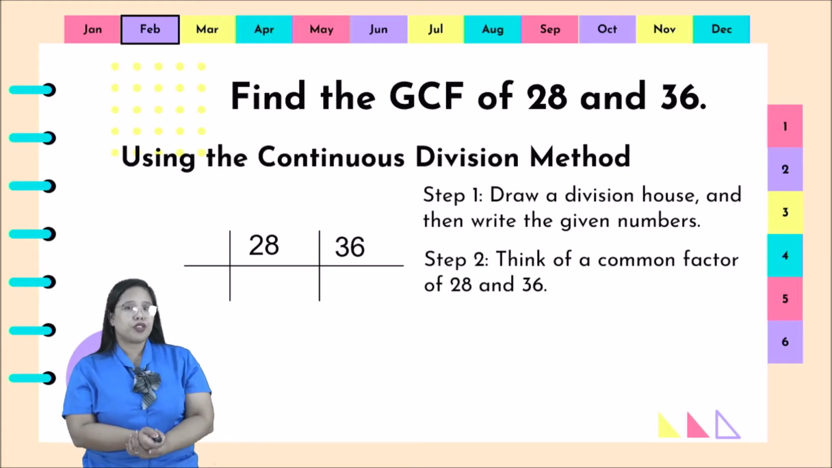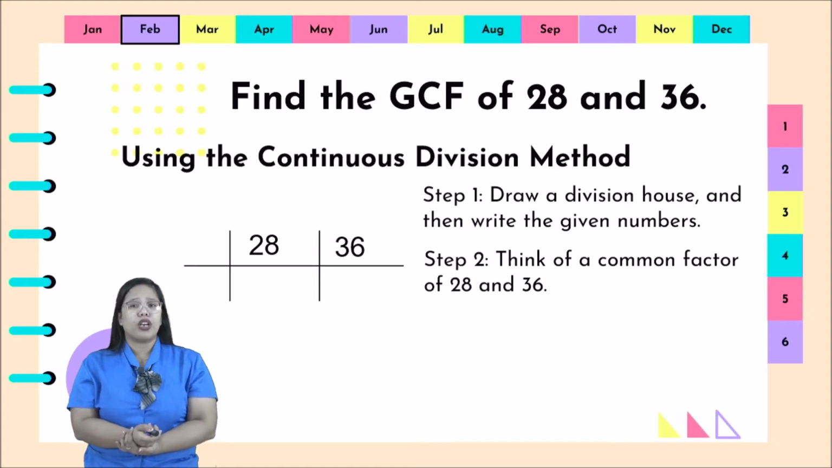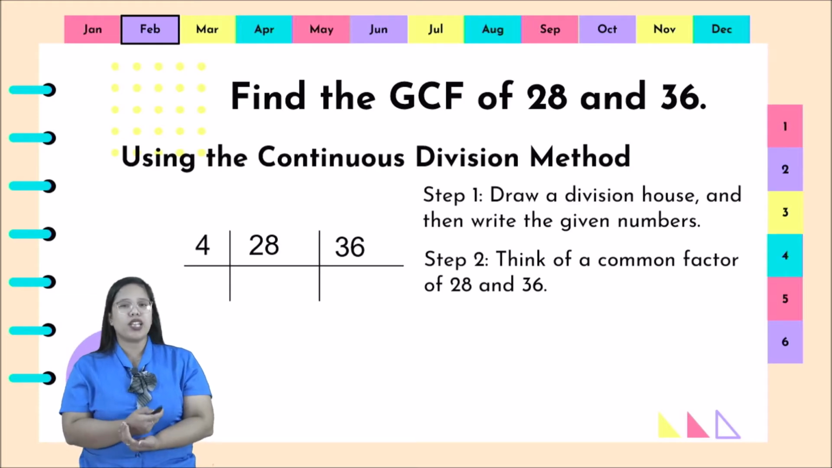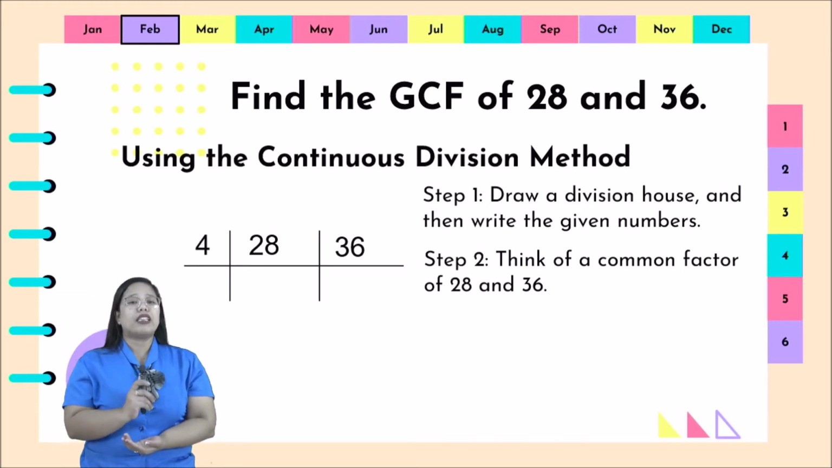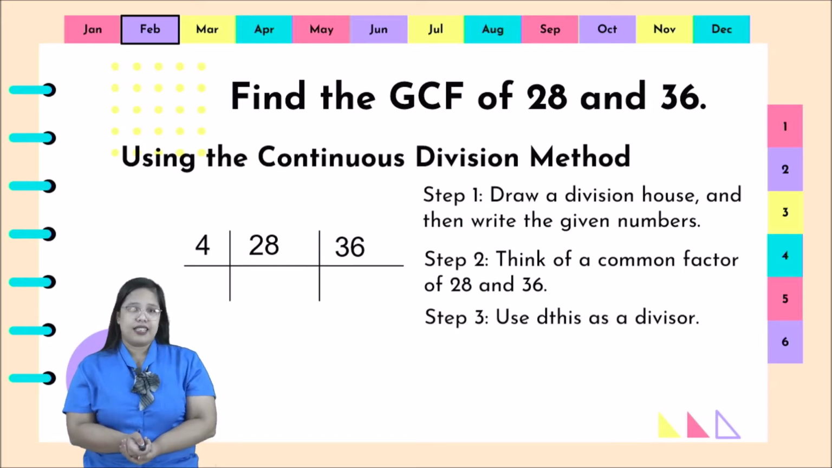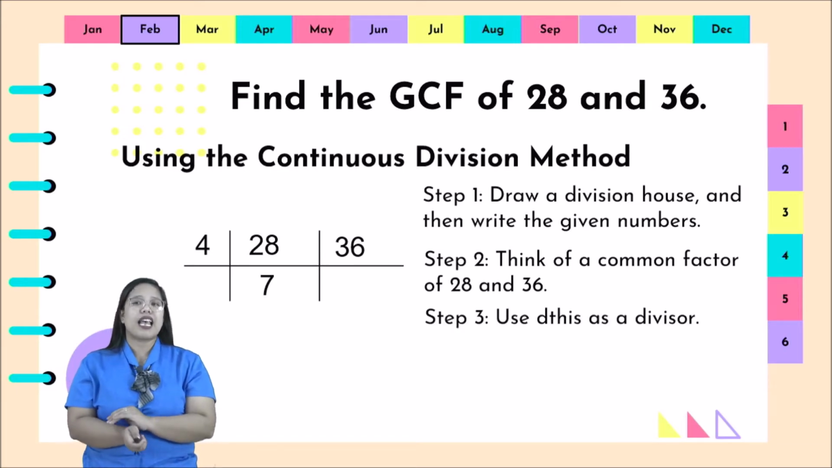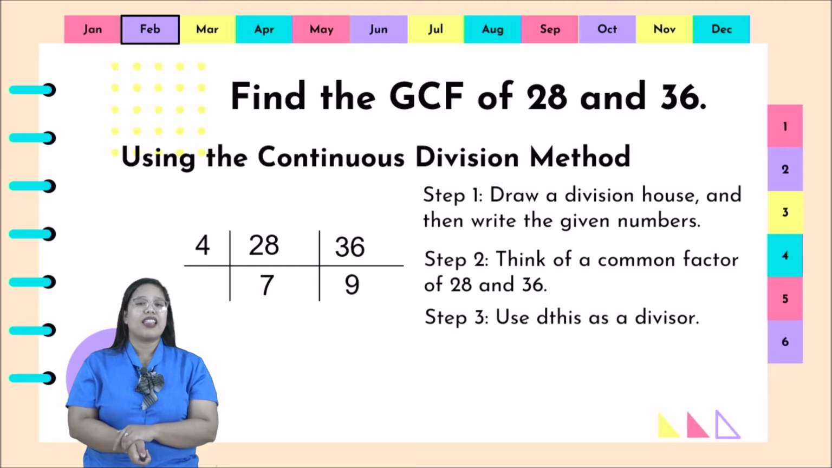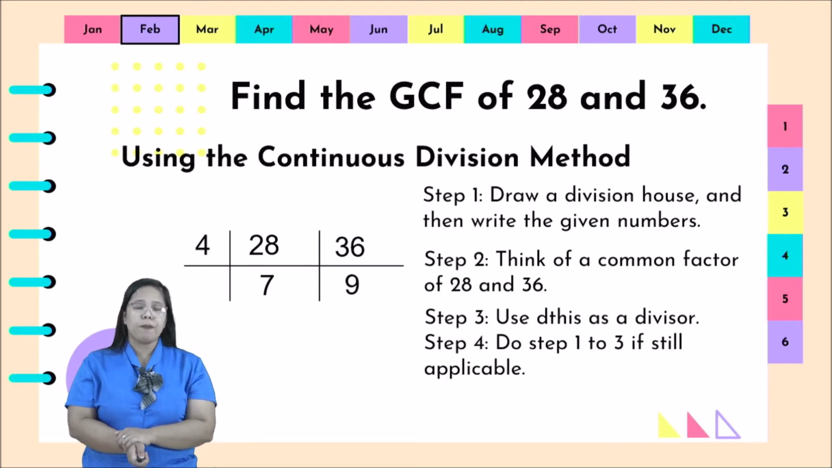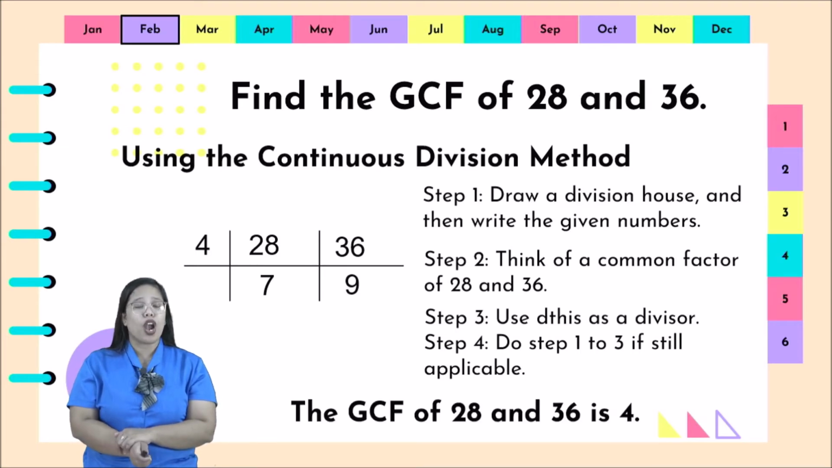And then for step 2, you need to think of a common factor that can divide 28 and 36, which is 4 definitely. Now, 28 divided by 4 is 7. And then 36 divided by 4 is 9. So for step 4, do steps 1 to 3 if still applicable. But in this case, no need. So our GCF is 4. Again, the GCF of 28 and 36 is 4.